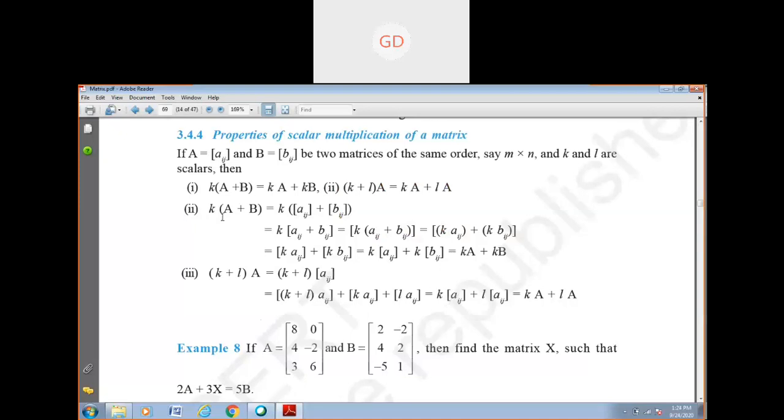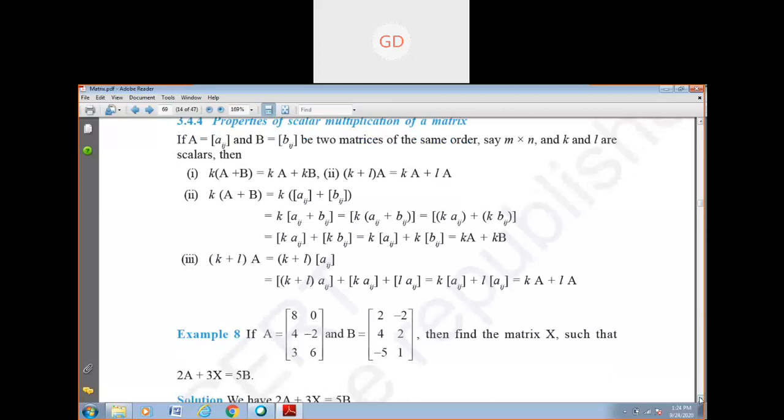And so k into (A + B) is equal to kA plus kB. It is just detailed here. Proof is given here for 1 and 2, why and how we can write relation number 1 and relation number 2. Let's look at an example for more clarification.